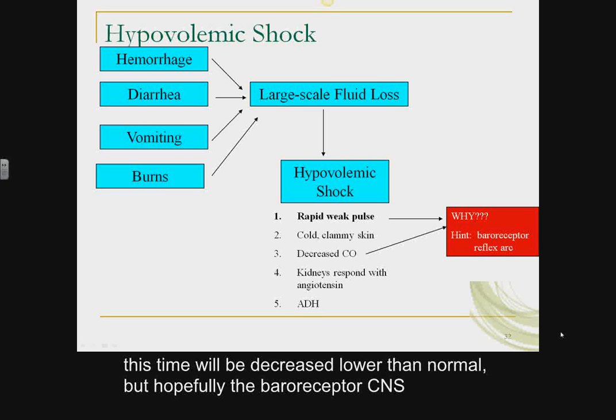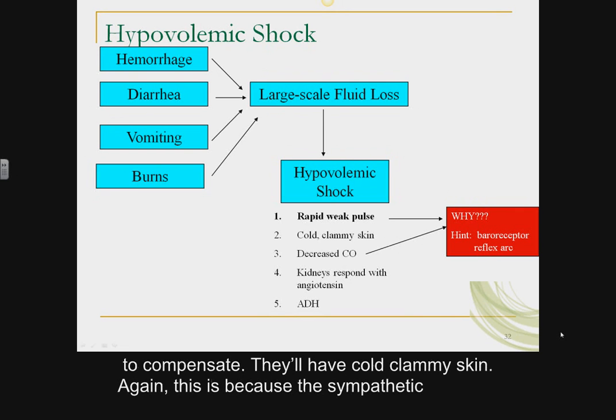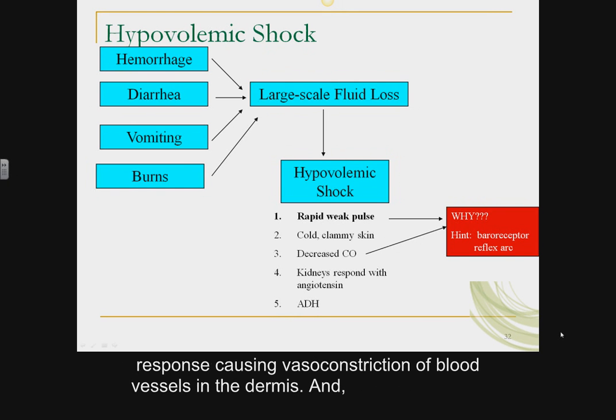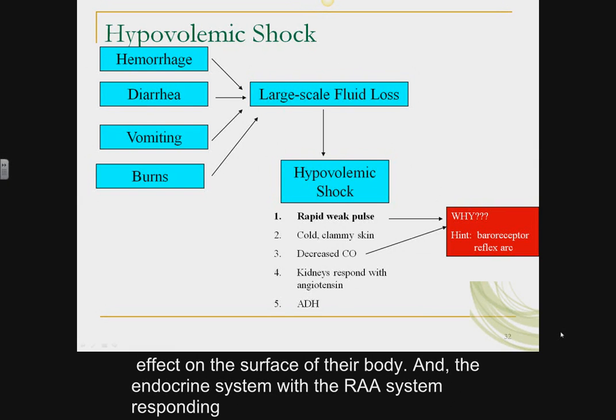The person's cardiac output during this time will be decreased, lower than normal, but hopefully the baroreceptor central nervous system ischemic response, as it's called in some textbooks, will be sufficient to compensate. They'll have cold, clammy skin. Again, this is because of the sympathetic response causing vasoconstriction of blood vessels in the dermis, and also leading to scant sweating conditions. So they'll have that kind of damp moisture type effect on the surface of their body.